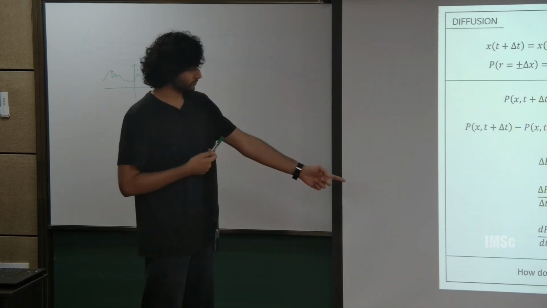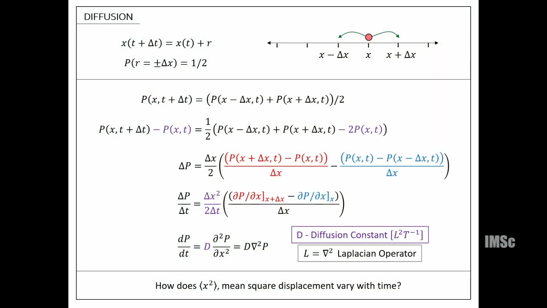Now, if I ask you, let's say there is a random walker who starts at the origin, and he's just randomly hopping with equal probability. After time t, what is the expected displacement from the origin? How would it depend on time? I think some of you may know the answer.